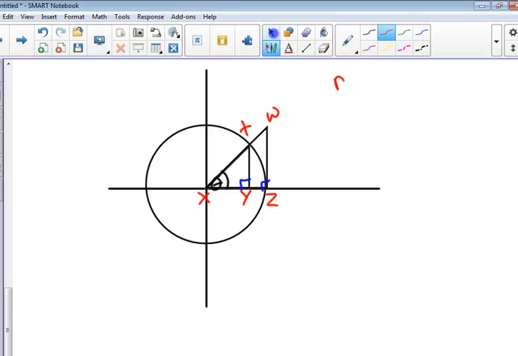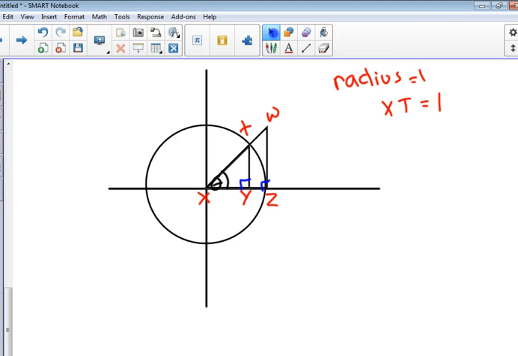They tell you that your radius is 1. They tell you that xt equals 1. If you have a radius of 1, that means you're on a unit circle. That's when you always have a radius of 1. So that unit part right here is going to be 1. They want to know which one is going to be equal to cosine theta. Like what line segment: would it be xy, yt, zw?